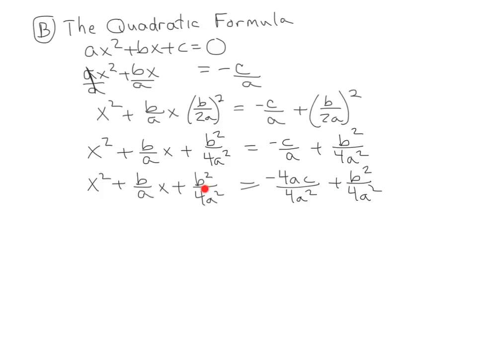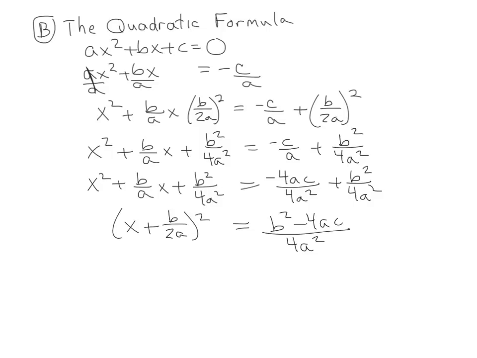And I'm going to factor this side. Now I know this is a trinomial square because I used completing the square, so this is going to factor into x plus b over 2a quantity squared. And over here when I add, since I have a common denominator, I'm going to put the positive b squared first, then the minus 4ac. So b squared minus 4ac all over 4a squared.